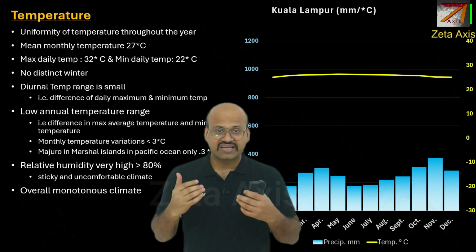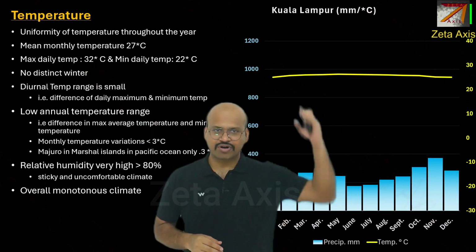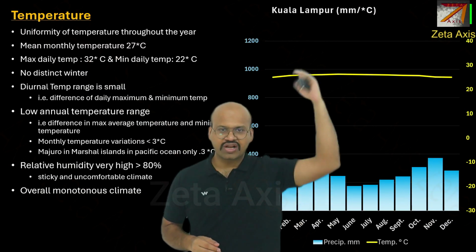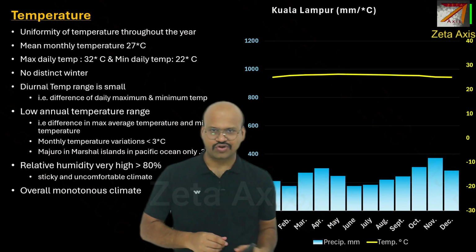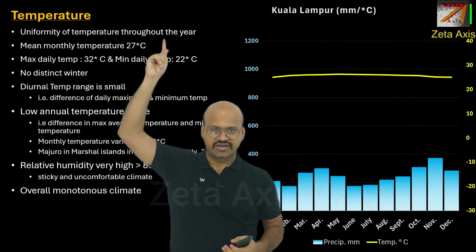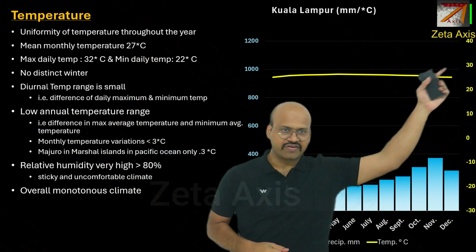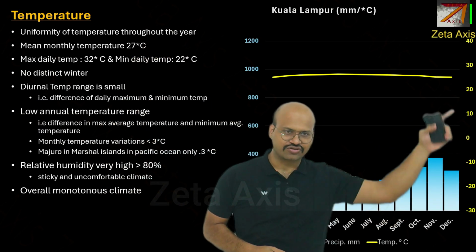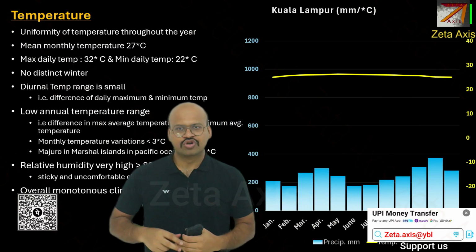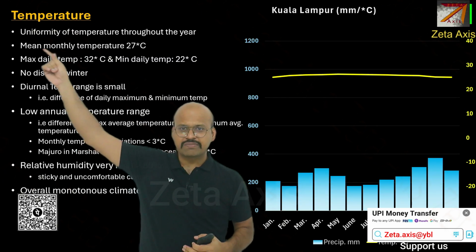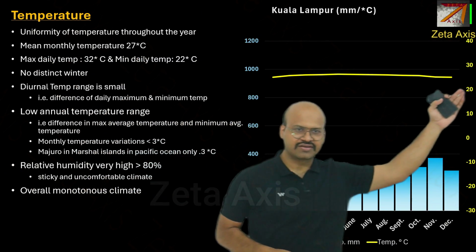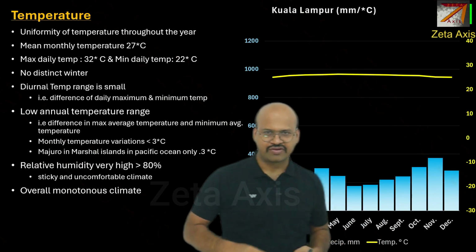Now if you see the temperature characteristics, taking the example of Kuala Lumpur, which is in Malaysia, it experiences equatorial climate and is a good example of it. So if you see the uniformity of temperature throughout the year, this is the temperature graph, and we can see the values of temperature in degrees Celsius over here. We can see that it is almost constant, almost uniform throughout the year. The mean monthly temperature is around 27 degrees Celsius. Here also we can see that it is somewhere around 25 or so.